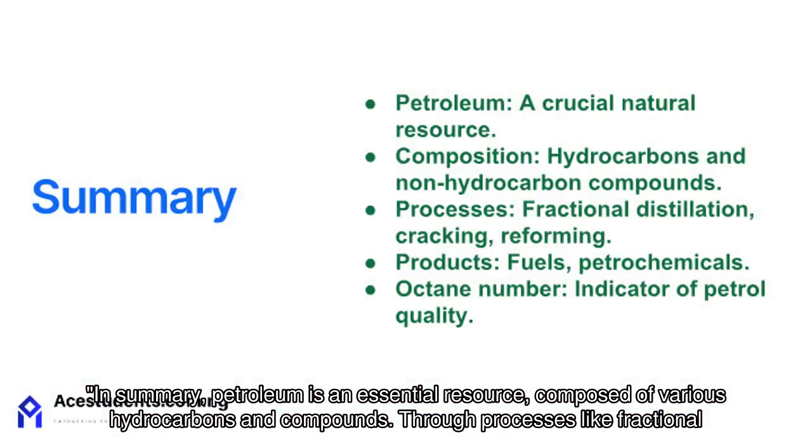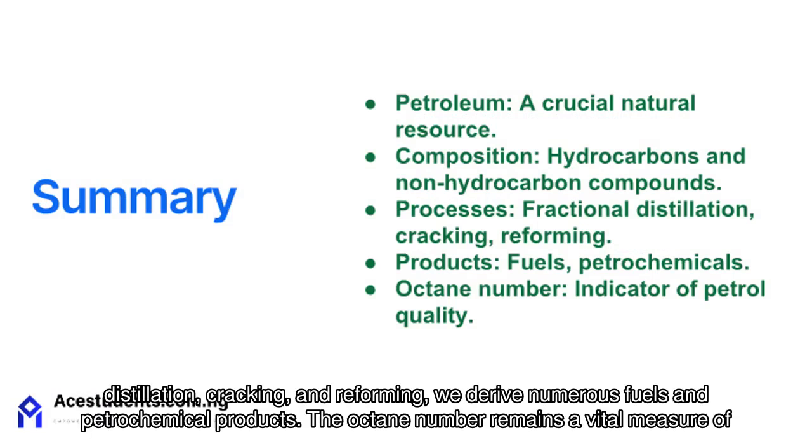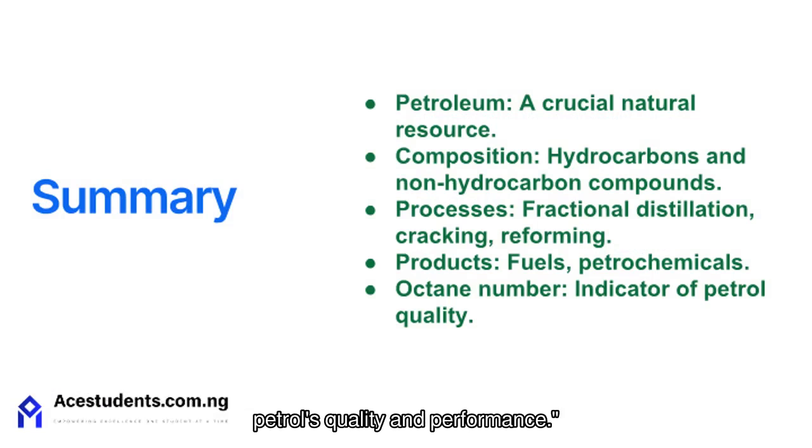In summary, petroleum is an essential resource composed of various hydrocarbons and compounds. Through processes like fractional distillation, cracking, and reforming, we derive numerous fuels and petrochemical products. The octane number remains a vital measure of petrol's quality and performance.